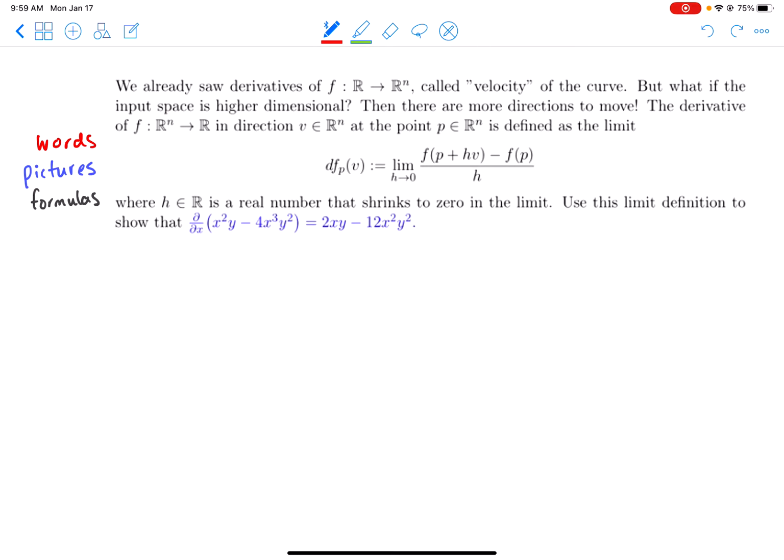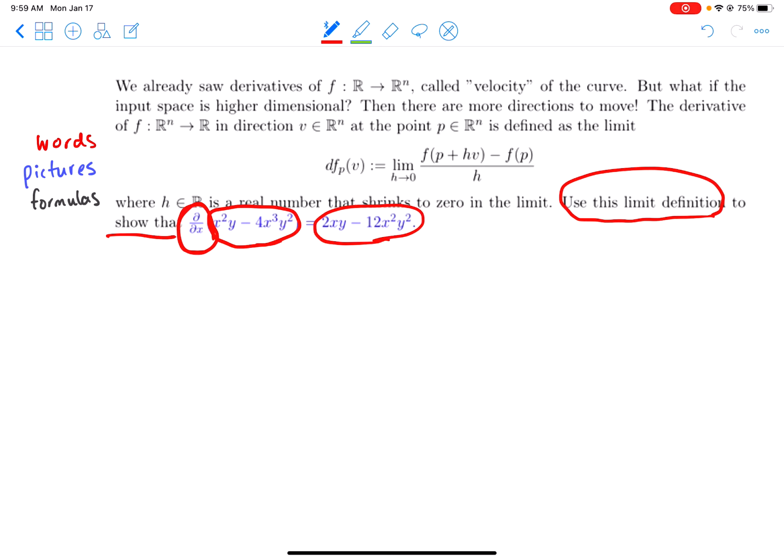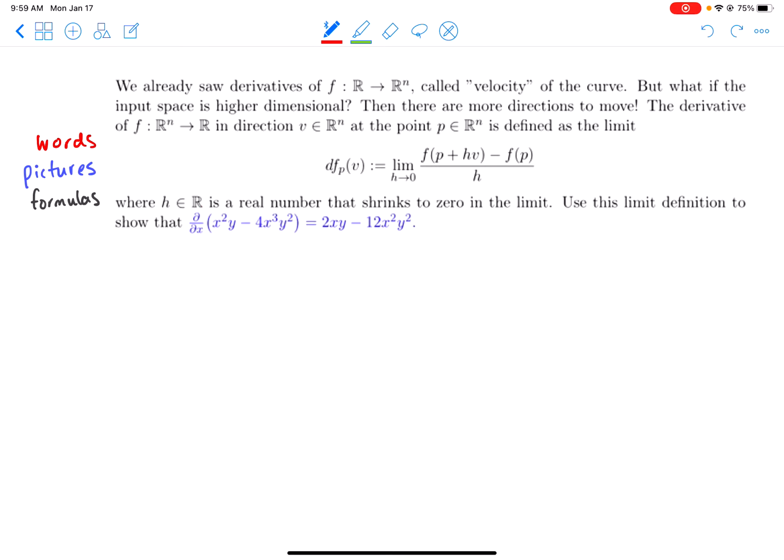Use this limit definition to show that this symbol applied to this formula gives this formula. So what does this mean? So first of all, I'll use my words first. Partial x, we say partial derivative, or partial derivative in the x direction. Partial x means we move in direction.